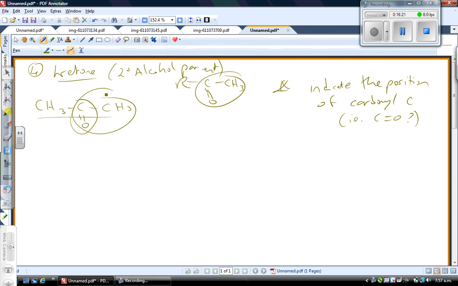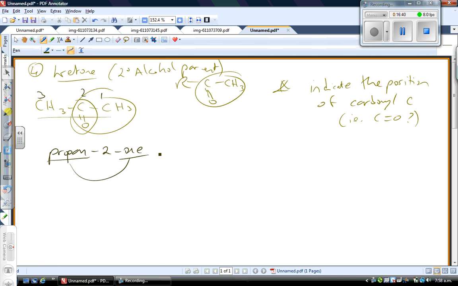Okay, so in this case, because it's in position 2, again, use your lowest numbering system, but there is only one option here, so position 2, this is going to be propan-2-one. And if you remove the 2 there, you would see that you'd spell out propanone, which is a 3-carbon ketone.